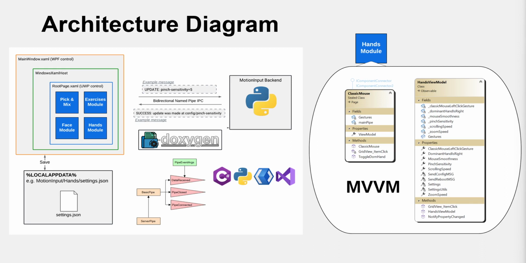This is our architecture diagram, which shows how the front end communicates with the back end through a bidirectional pipe in order to update settings. The front end also stores a local settings.json file in order for the UI to display the correct settings.